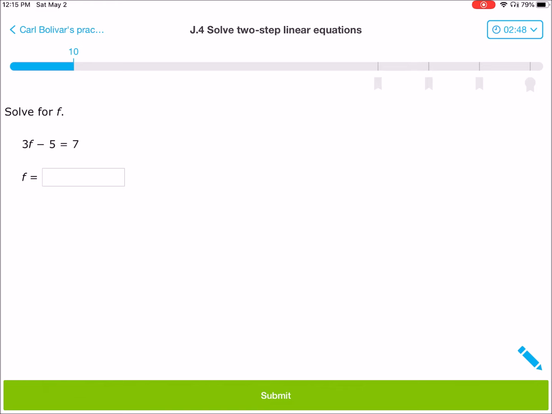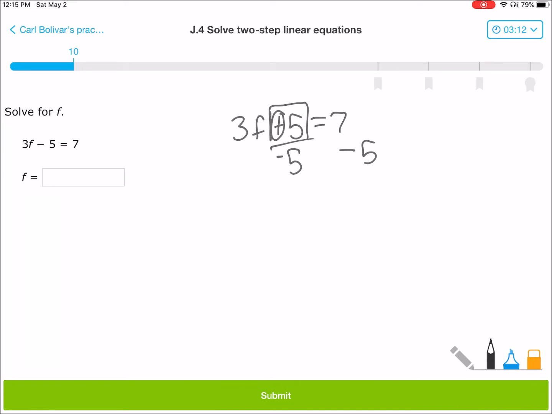So let's see, 3f plus 5 is equal to 7. Now, like what we did last time, we moved the integer, the number, first to the other side. The opposite of this positive is negative, so then we subtract 5. We also do it to the other side because you need it to be equal. This will then give you 3f is equal to 7 minus 5. Alright, now let's simplify these two. So 3f is equal to 7 minus 5, which is 2.